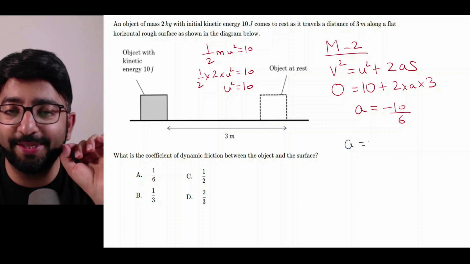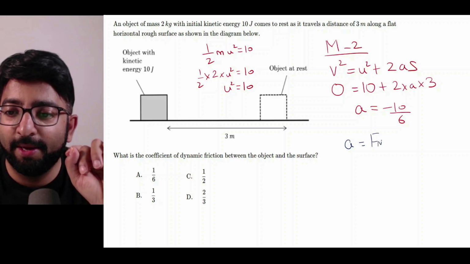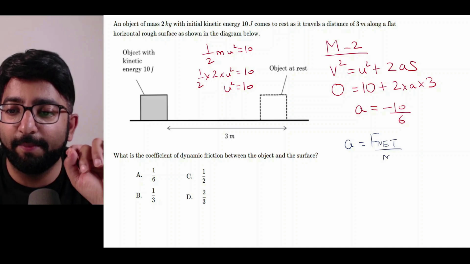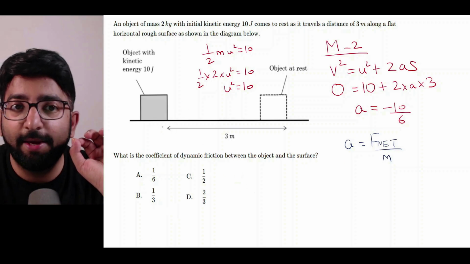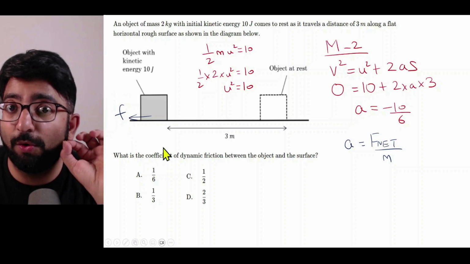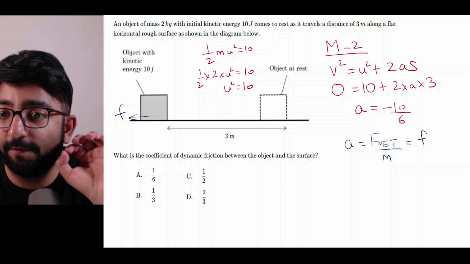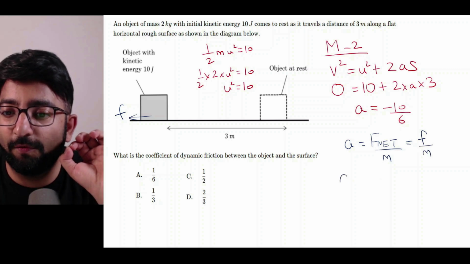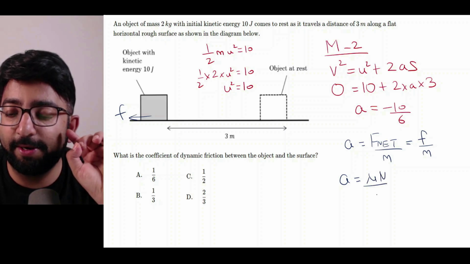So let's use Newton's second law. F net is equal to ma. So acceleration will be net force divided by m. And we already discussed the net force acting on the object is only friction. Since the weight and the normal reaction are cancelling each other out, friction is the only resultant force. So the net force is friction. We have to divide that by mass. So the value of acceleration will be friction, which is mu times the normal reaction, divided by m.